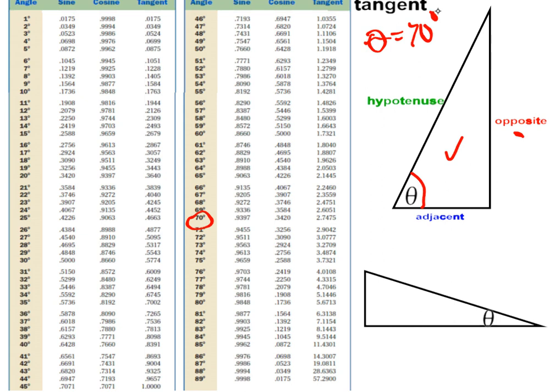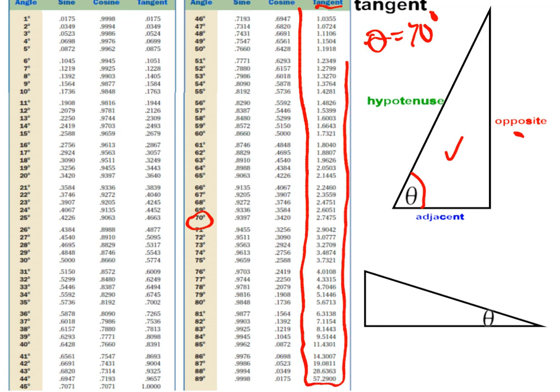What do we know about tangent? Well, here's our tangent line right here. All these numbers here have to do with tangent. So let's see what it is. It says for 70 degrees, it's 2.7475. What does that mean?